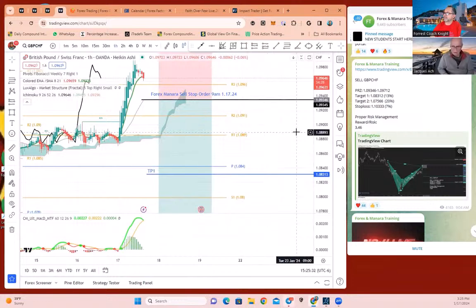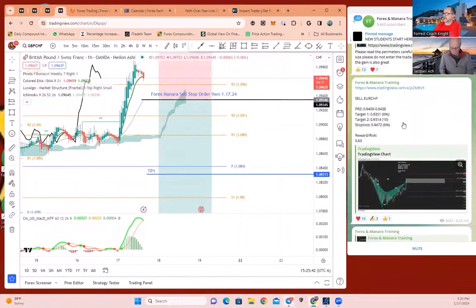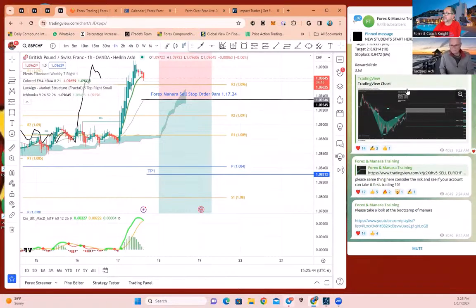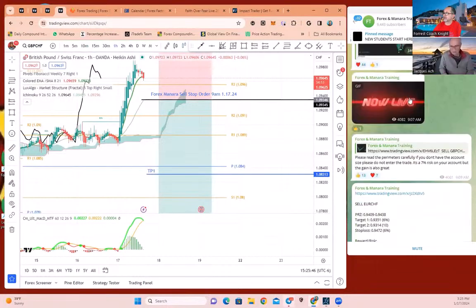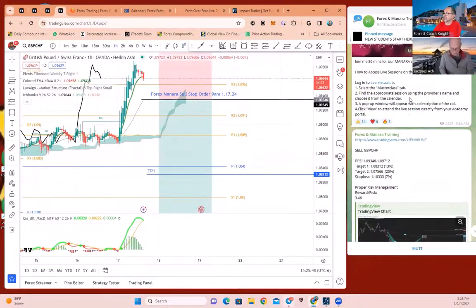If you're in the class, all you've got to do is go into the Forex Monero training Telegram channel and come in here and copy this stuff, put it on your chart, put it in your broker, right? If you need help with that, reach out. And he's got another trade right here. He did the same thing with this one on the Euro Chef. So let's see what kind of pippage we've got going on over here if all this works.